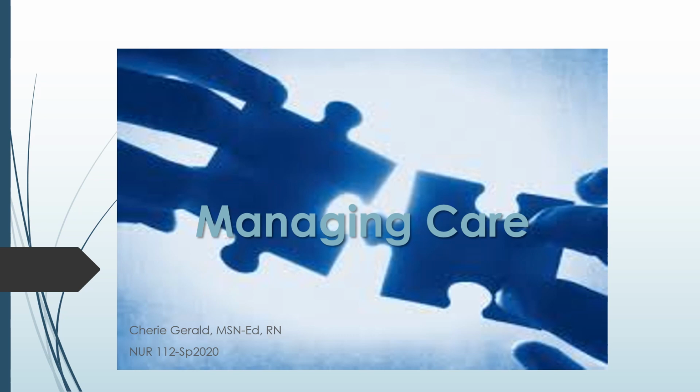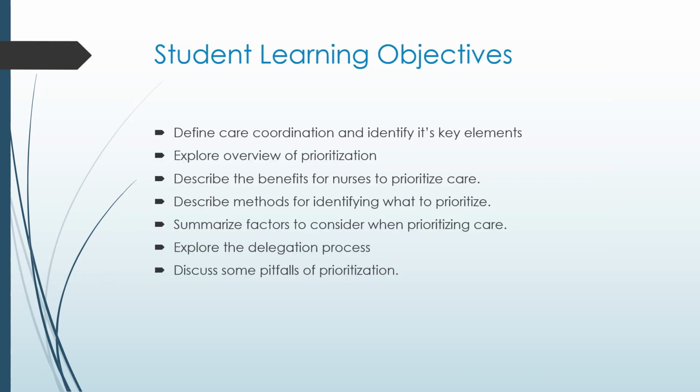Let's get started. So, your student learning outcomes. Here are several of the student learning outcomes, your objectives, what you need to make sure you are able to answer by the completion of this PowerPoint. You need to be able to define care coordination. You need to understand the overview of prioritization. You have to describe the benefits: why is it important for nurses to prioritize care? You need to be able to describe different methods: what methods are you going to use to identify what to prioritize?